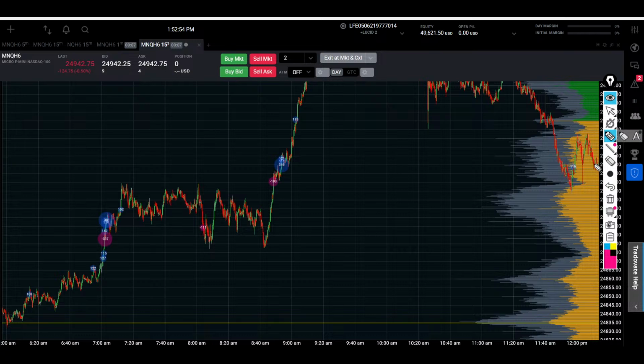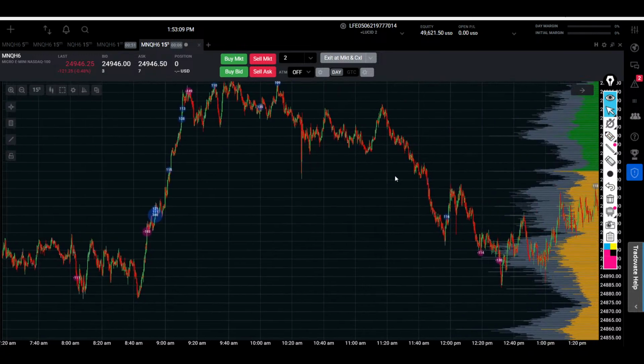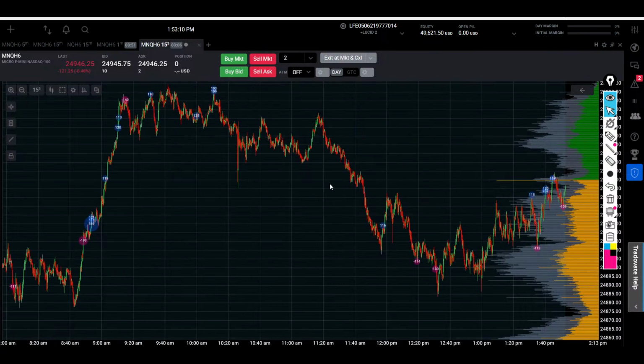But you need to be very selective, you need to be very patient. You have to be by the computer basically the whole day, if you want to wait like this.